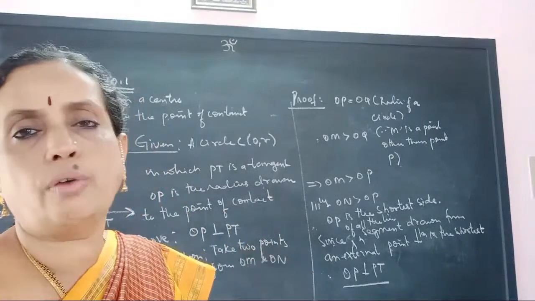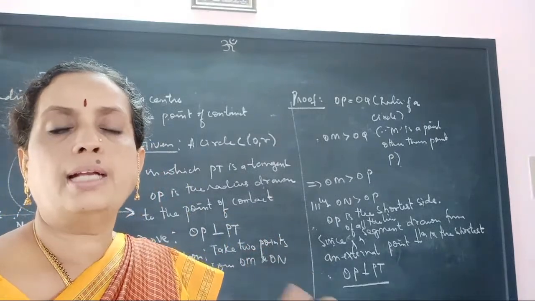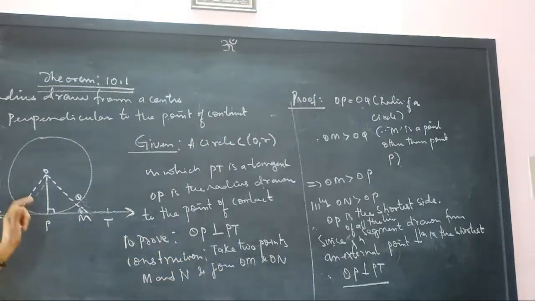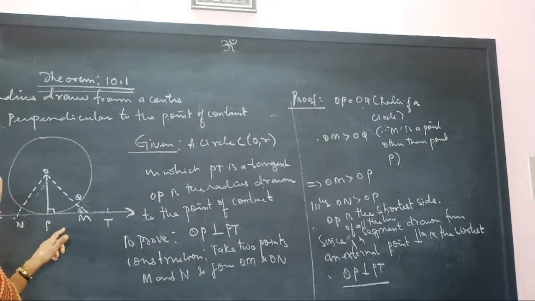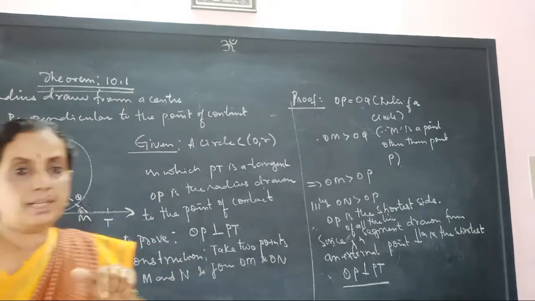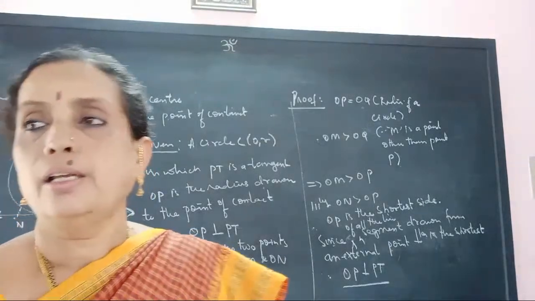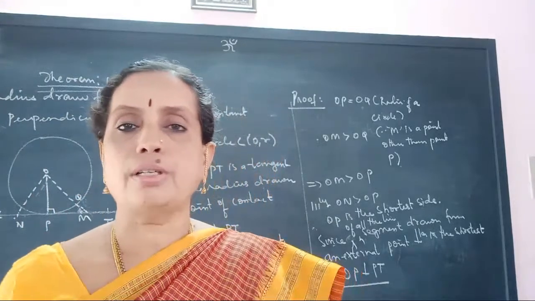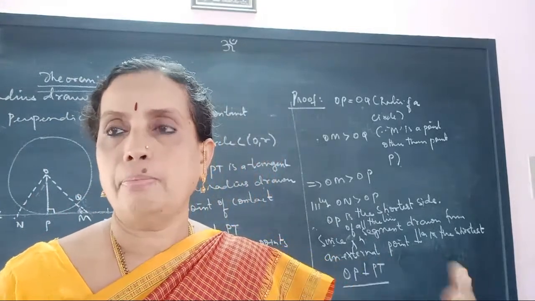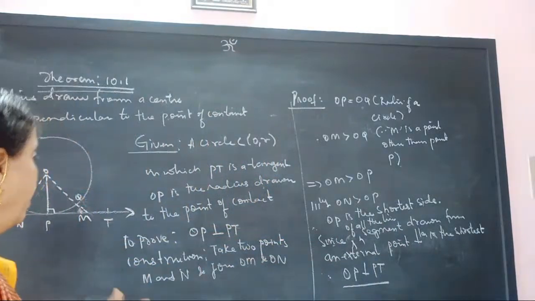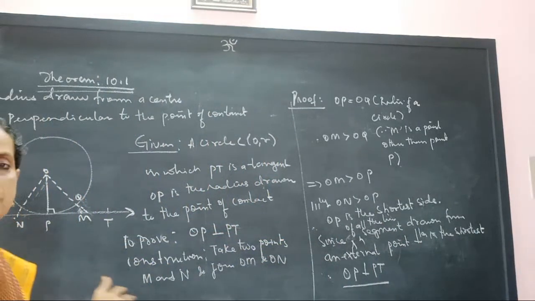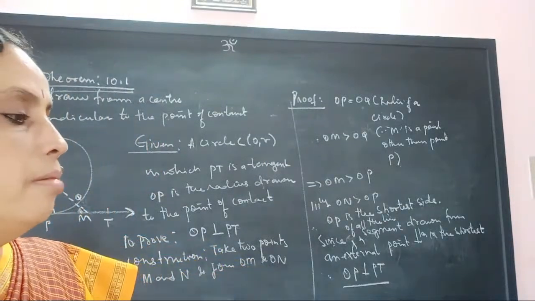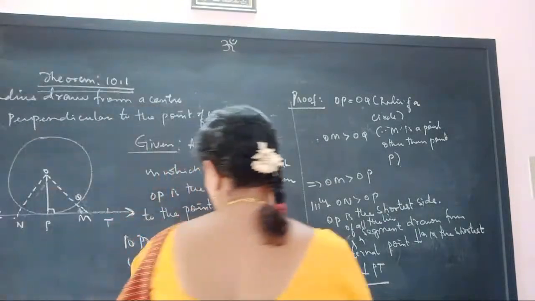Without using the center, you have one more property, that is angles in the alternate segment. Here, using the center, we constructed 90 degrees. That shows that if it is 90 degrees, it must be a tangent. If it is a tangent, it should be perpendicular. So it's a converse relation. What we did in a practical way, we have proved theoretically here. Is it clear? So I'll move on to the next theorem, theorem 10.2.